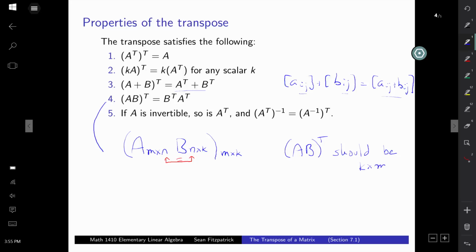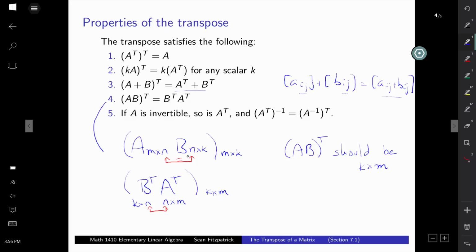k by m. And on the other hand, if we do B transpose times A transpose, well, if I transpose B, I get something which is k by n. If I transpose A, I get something which is n by m. And notice that once again, those match up. And then I can multiply the two together. And I do get, indeed, something which is k by m. It is the right size.